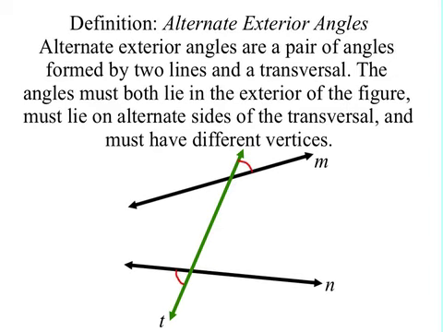And now yet another definition, alternate exterior angles. Alternate exterior angles are a pair of angles formed by two lines in a transversal. The angles must lie in the exterior of the figure. They must lie on alternate sides of the transversal and must have different vertices. So much like the alternate interior, there's two possible pairs in this relationship, the red pair and the blue pair.